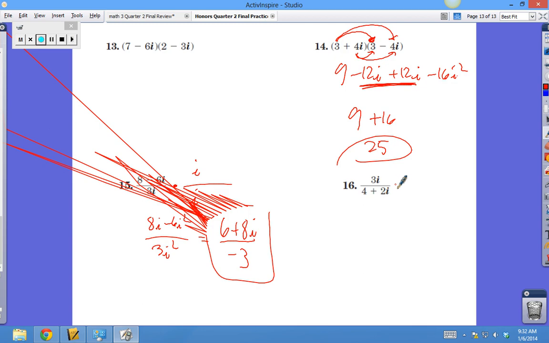16. Your clever one is going to be the conjugate. You got to times the top and bottom by 4 minus 2i. And then distribute that out through, and your bottom denominator should be a real number. And that is it.